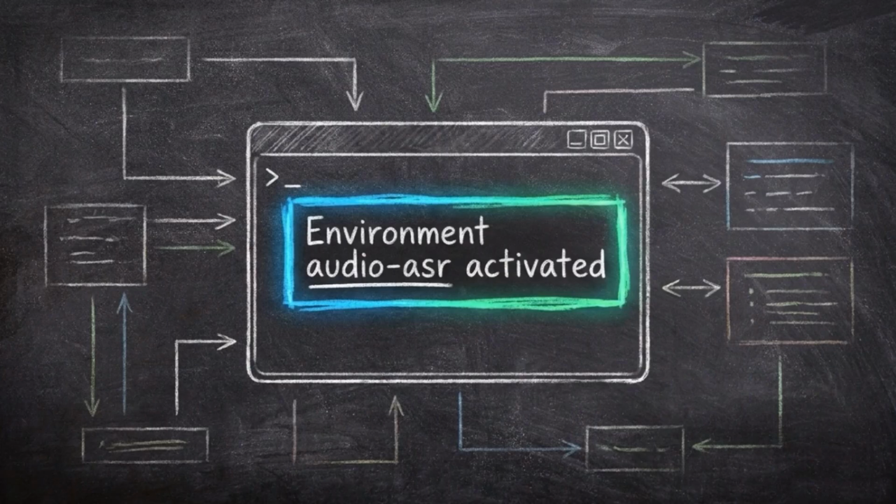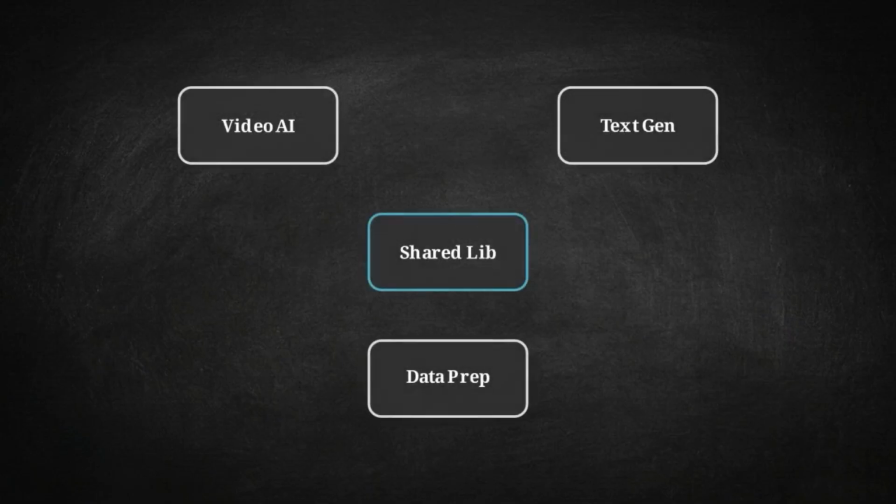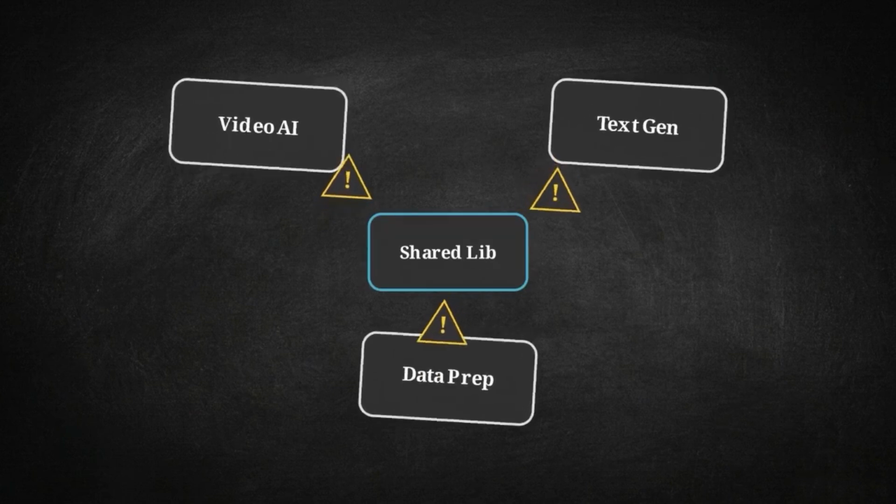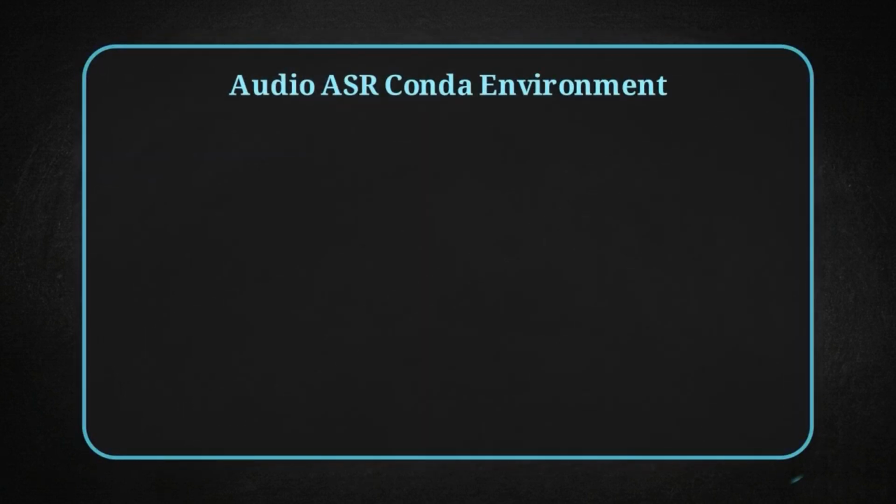Step 1 is isolation. Open your Anaconda prompt and run conda create -n audio-asr python=3.10 -y. Complex AI pipelines require highly specific software versions. To prevent dependency collisions from breaking other modules, we need strict quarantine walls.